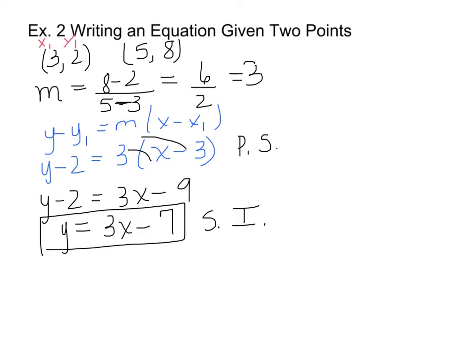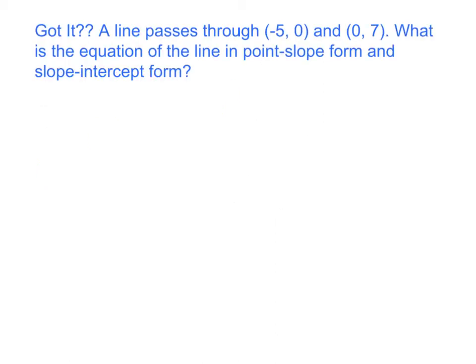So you have to read the directions to see if they want you to go to point slope. But now that we're in Algebra 2 honors, sometimes we may ask you to go to slope intercept. So now I'm going to give you one to try. Okay, for the got it, it says a line passes through -5, 0, and 0, 7. What is the equation of the line in point slope form and slope intercept form? So pause the video and see if you can get it.